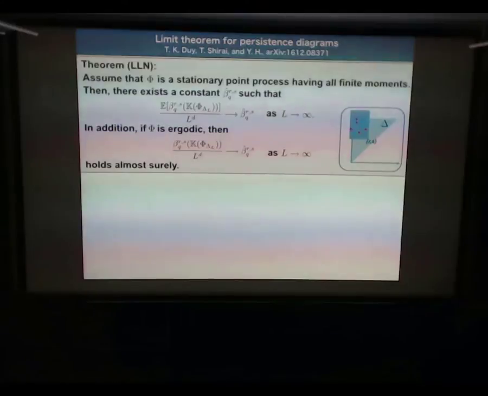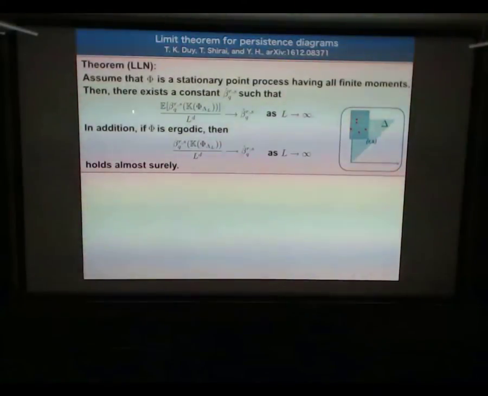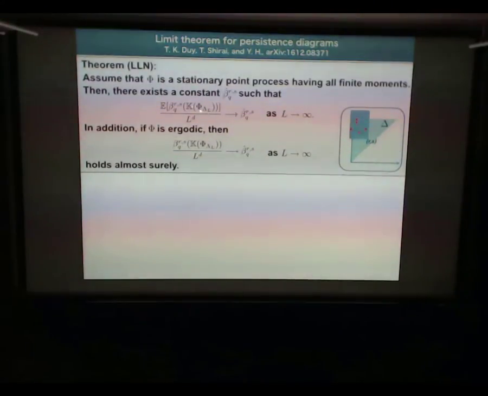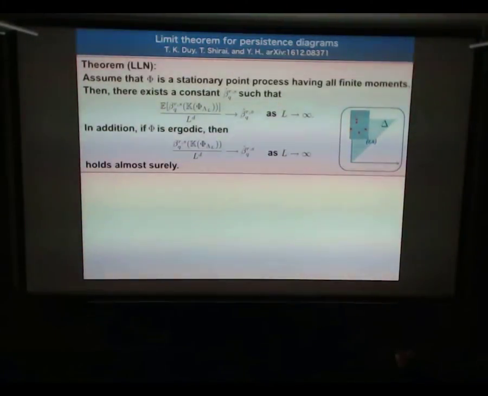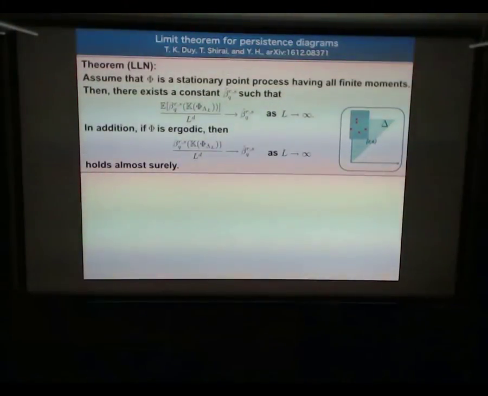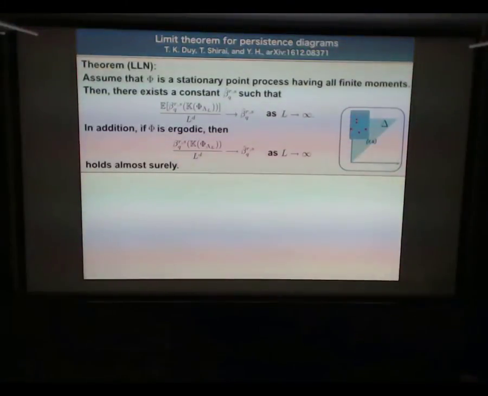Under this setting, we can first prove the following theorem. Assume that phi is a stationary point process. Here beta_{R,S} means the persistent Betti number from R to S, the rank of the induced map from R to S. Then the expectation of the persistent Betti number converges to a certain constant. And if phi is ergodic as before, this random variable converges to the same constant almost surely. So in a sense, this is a generalization of the result of Yogeshwaran, Subag and Adler to the setting of the persistent Betti number.